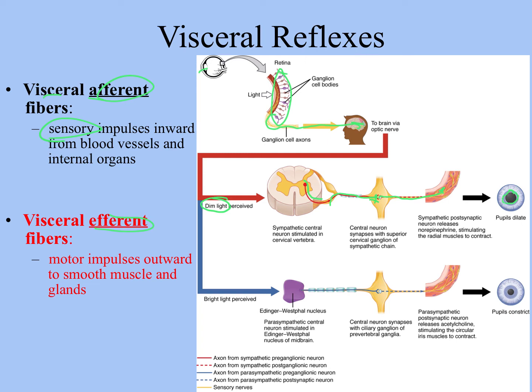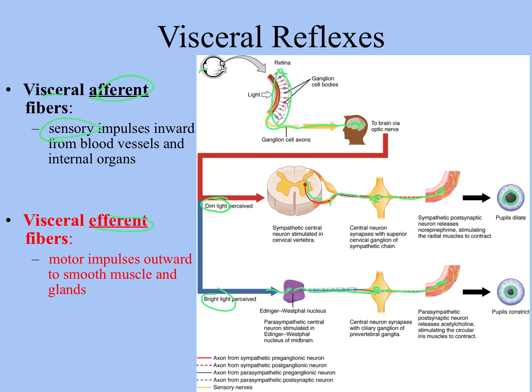However, if the brain tells you that bright light is perceived, well, that's going to send a signal to the parasympathetic nervous system, preganglionic, postganglionic. That's going to go to the pupils, and it's going to cause those pupils to constrict so that not as much light is being let in because you have plenty to be able to see.